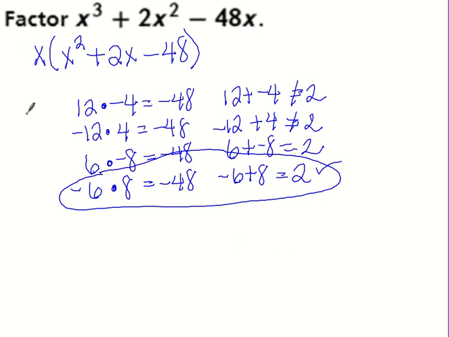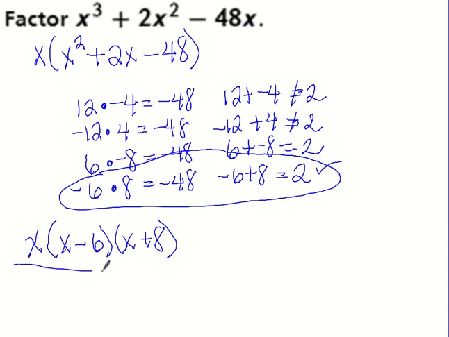So what we're going to do is leave this x out here, and then I'm going to write x minus 6 times x plus 8. And this is our fully factored trinomial, right? 1, 2, 3. I first took out that x because they all had an x in common, and then I factored this down to two sets of binomials. So there's my fully factored, that's what they mean by completely factoring our trinomials, okay?